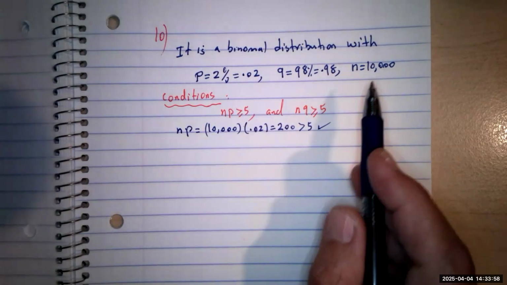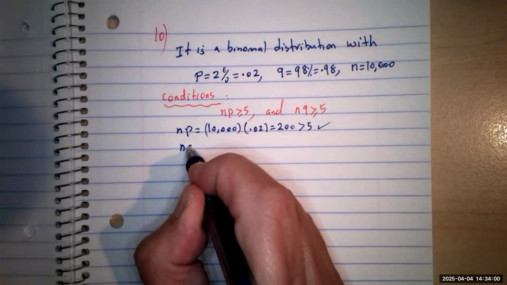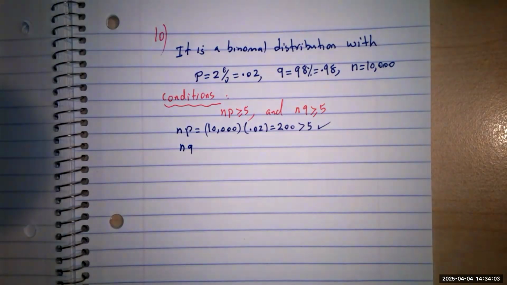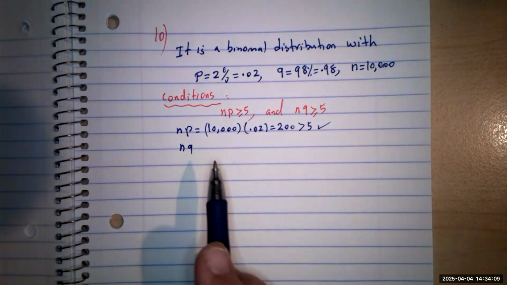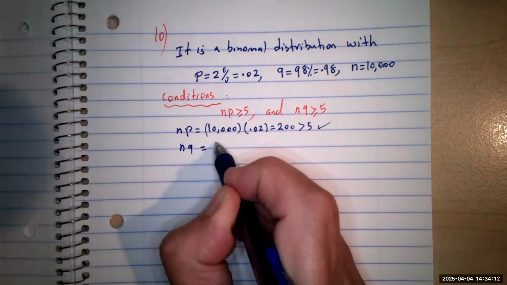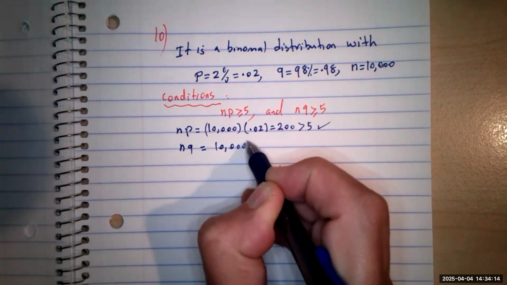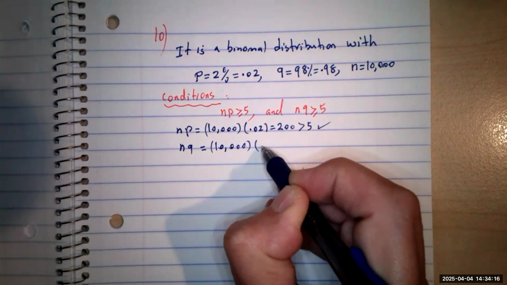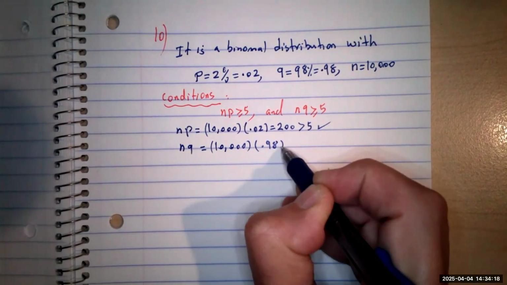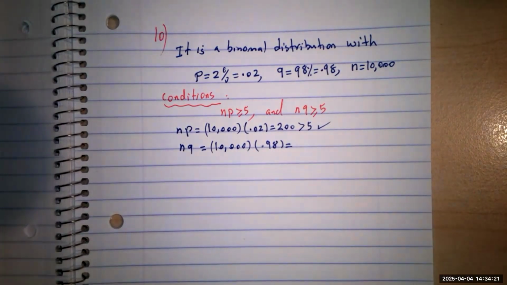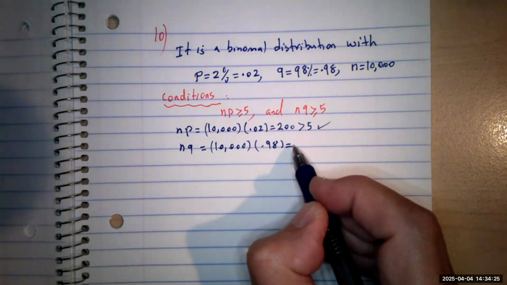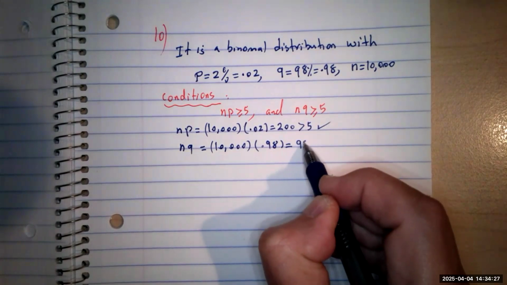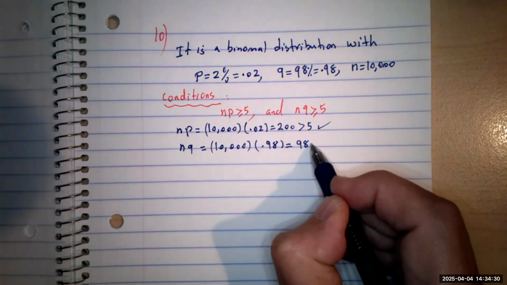Okay, then we check n times q. What's going to be n times q? n is 10,000 times q. q is 0.98. So that gives you again a huge number. It's going to be 98 with 2 zeros.